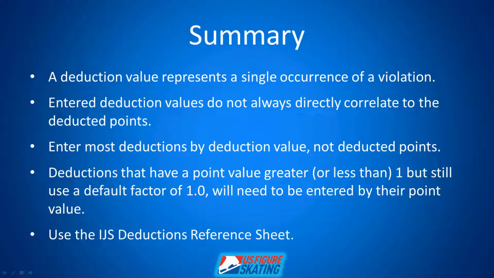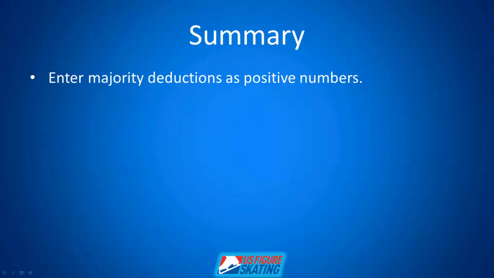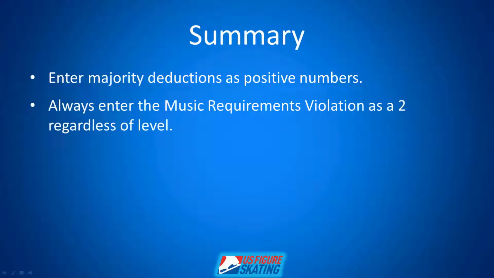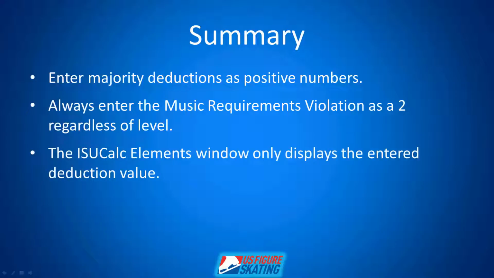If this still seems confusing, simply use the IJS Deductions reference sheet, which will be available on Accounting Central, and be sure to use the entered value column for each deduction. Enter all majority deductions as positive numbers, and always enter the music requirements violation as a 2, regardless of level. And remember, the ISUCalc Elements window only displays the entered deduction value. To see the actual deducted points, you'll want to use the judge's detail report.